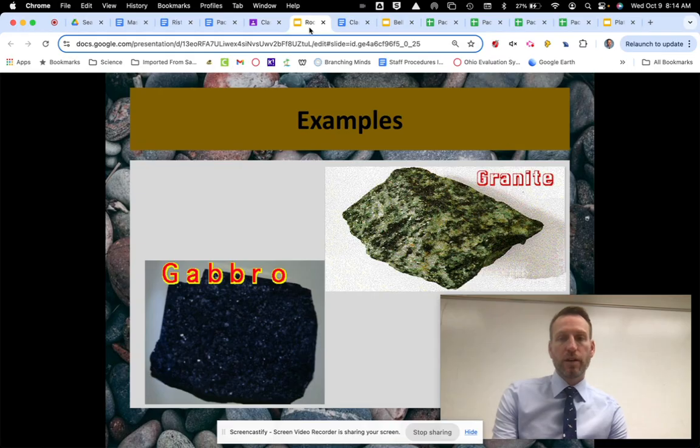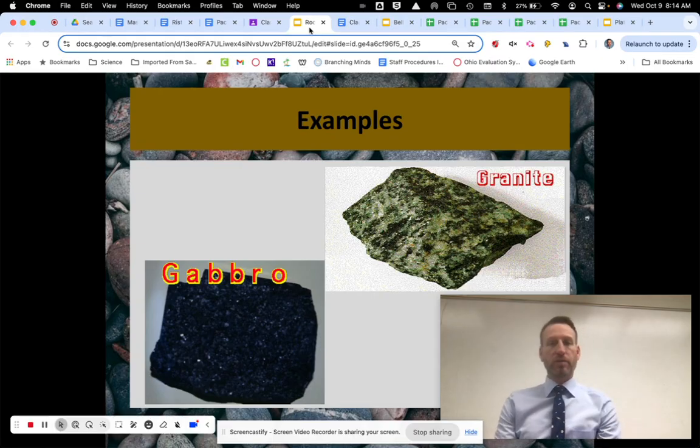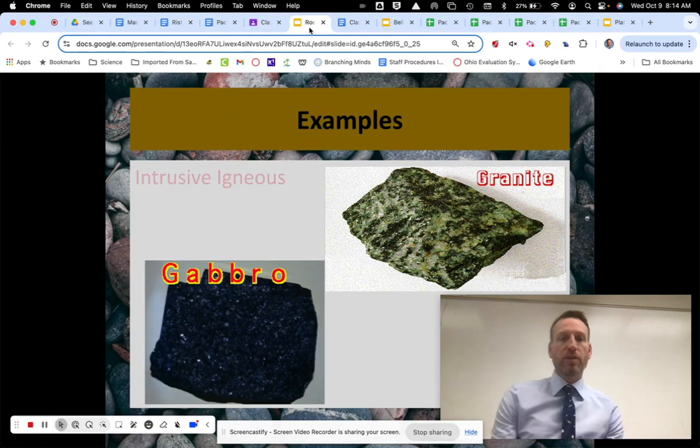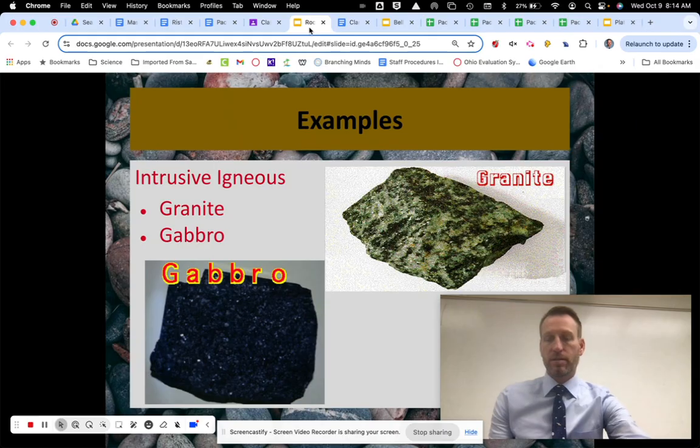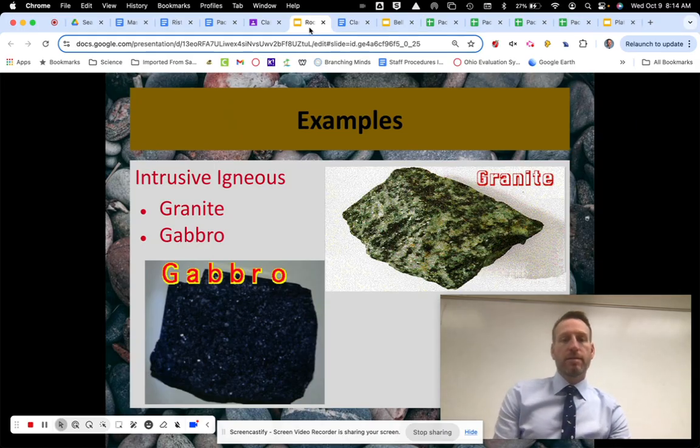So we are at the bottom of the front page where it says examples. There are 5 examples of igneous rocks that you're going to need to know. So let's start with the first 2, which are intrusive. So on your paper, you're writing in granite and gabbro. As you're writing, I'm just going to talk a little bit.